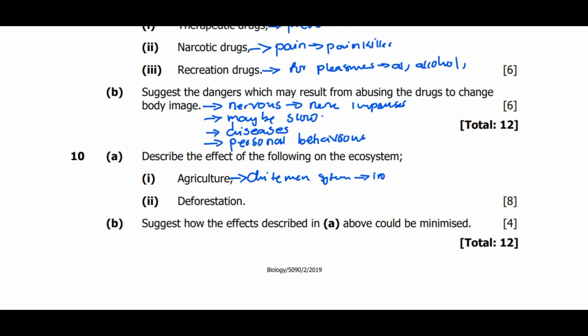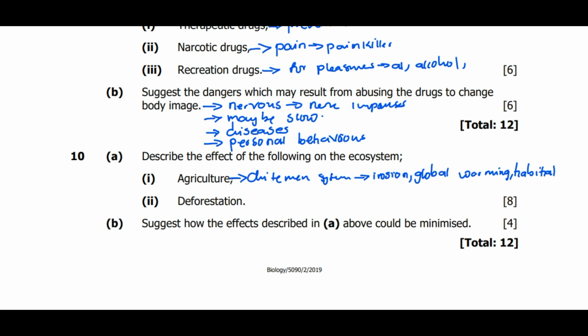It may affect soil erosion. So we may have soil erosion. Then apart from soil erosion, we may have global warming, because when they are burning these trees, they produce carbon dioxide, which may result in global warming, where we have temperature rising. Then also agriculture may affect the habitat for other organisms.